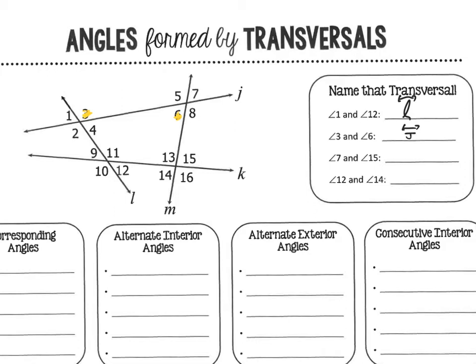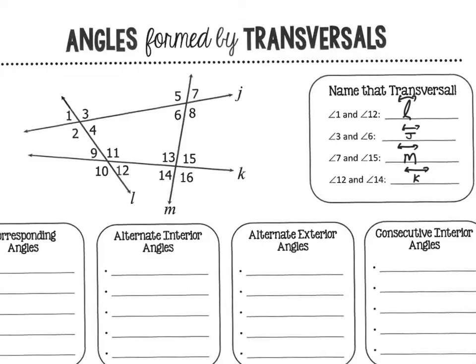Okay. 7 and 15. Good. 12 and 14. Good. All right. So that would be naming transversals. So if you're asked what transversal do angles share, that's how you would do that.